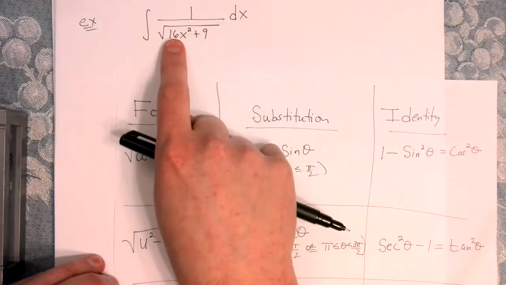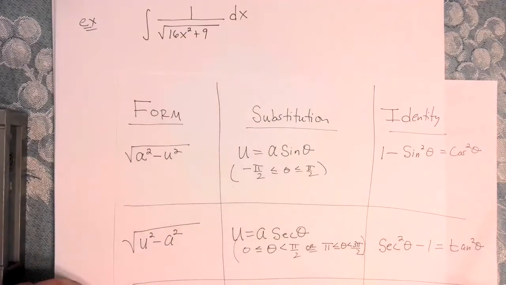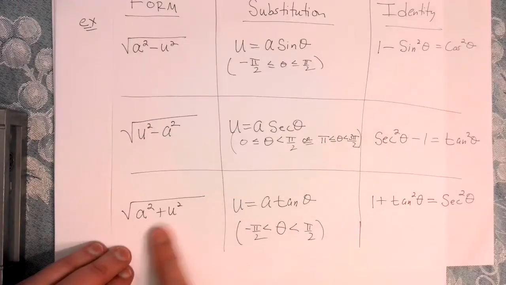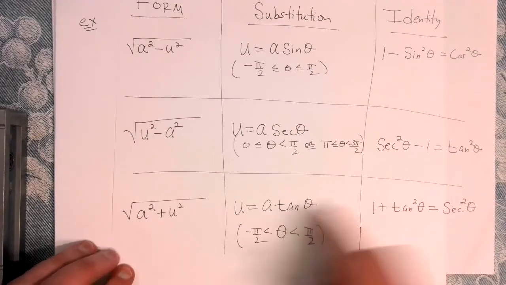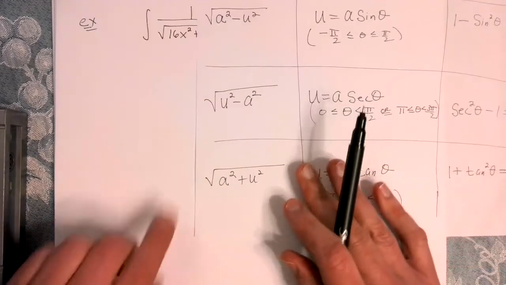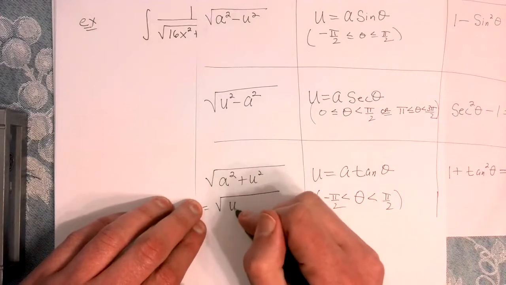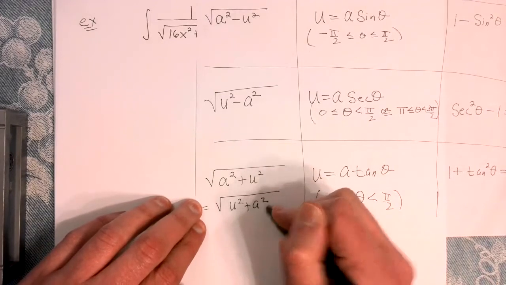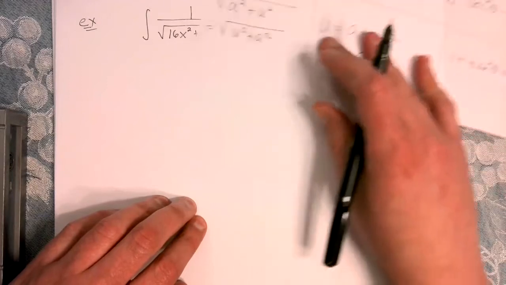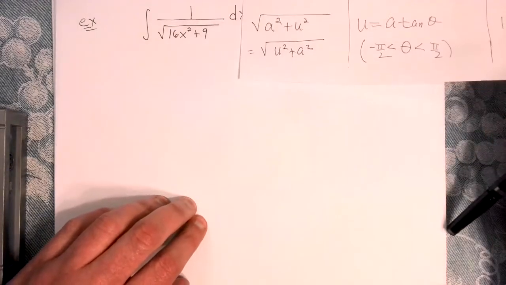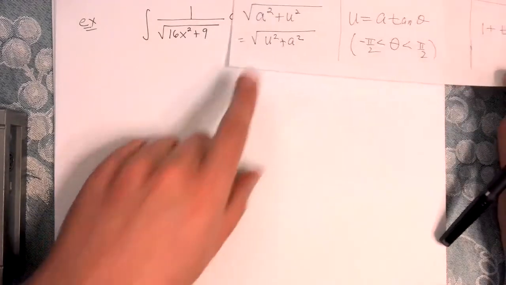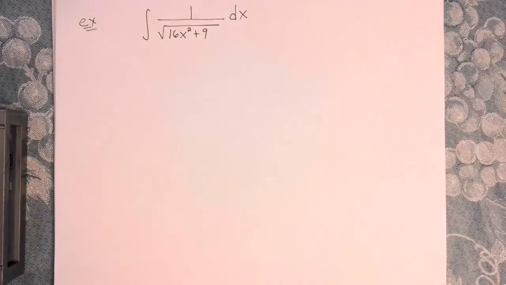And so if I have a u squared plus a squared form, clearly a tangent substitution. Okay. Don't let it bother you that the u stuff comes first. Remember, by the commutative law of addition, this is the same thing as this, right? So in that way, they match. Okay, so let's carry through with our tangent substitution, and let's see what happens.